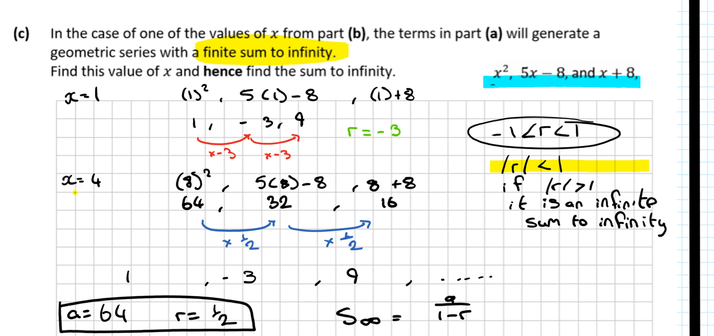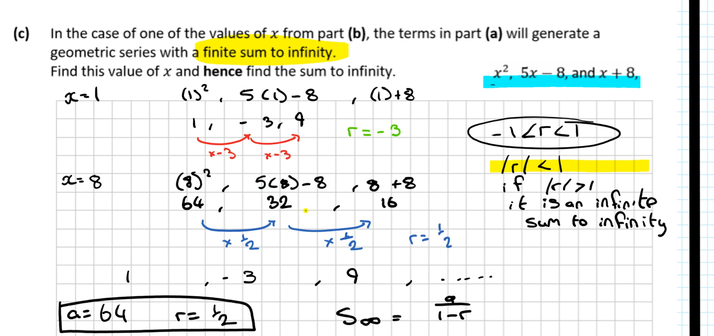But this one, I've tried it with x is equal to 4. Or sorry, not 4, 8. I don't know where that 4 is coming from. 8. 8 squared is 64. 5 by 8 minus 8 is 32. And again, they're all coming from here. I'm just filling in what x is. And I'm getting 16. And I'm finding that r is equal to a half. Again, t2 divided by t1, or t3 divided by t2.